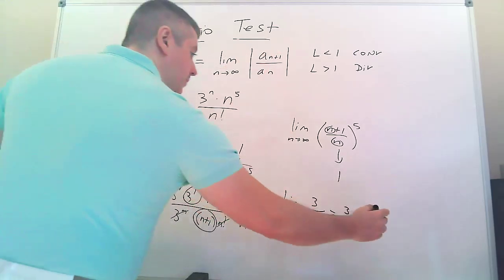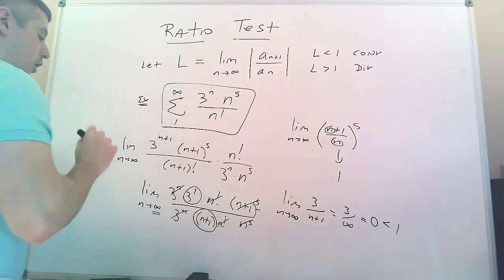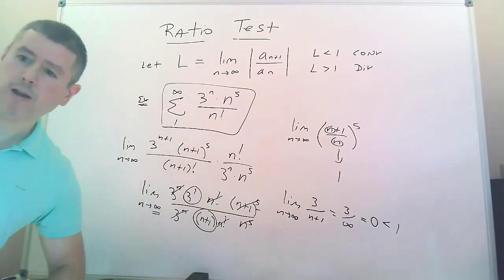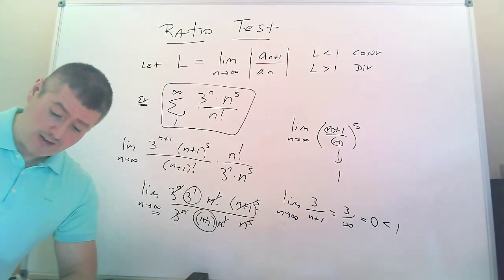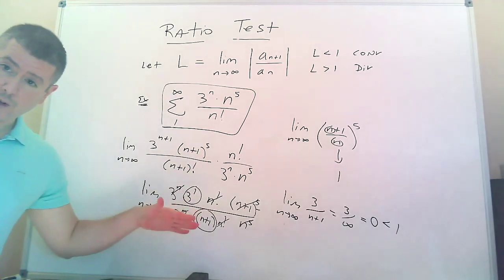But that's less than 1. So I know that this original thing is going to converge by the ratio test. So this is what the ratio test is. It's not that bad. It's a little bit annoying. You have to be clever about how you rearrange things and split them up and cross them out.